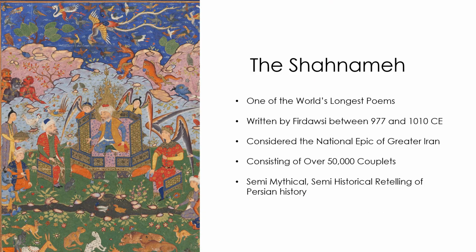One of the world's longest poems, the Shahnameh was written by Firdausi between 977 and 1010 CE and is considered the national epic of Greater Iran. Consisting of over 50,000 couplets, the Shahnameh is a semi-mythical, semi-historical retelling of Persian history, from the dawn of time until the Muslim expansions of the 800s. The depiction of Solomon and Bilqis was commonly featured as a frontispiece adorning Safavid manuscripts.